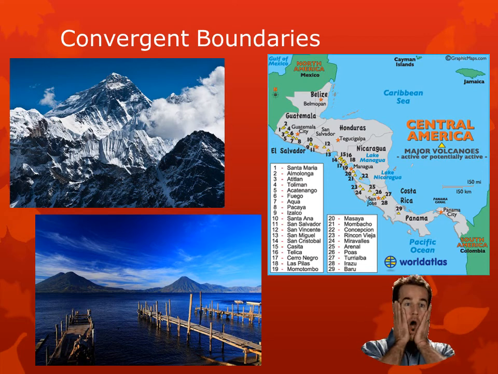But because it is two oceanic plates colliding, there are numerous volcanoes that have formed in Central America. If you see all those little yellow triangles, they're all volcanoes that are active or potentially active. Okay, you see a picture at the bottom there of Lake Atitlan in Guatemala, where you see a massive lake surrounded by active volcanoes.